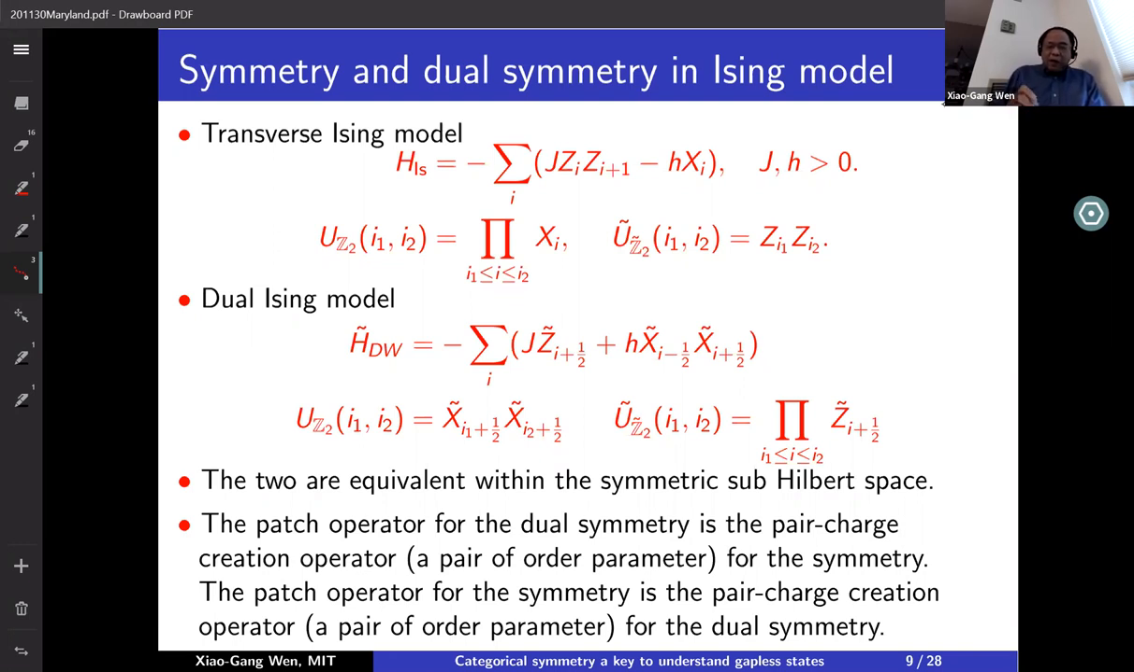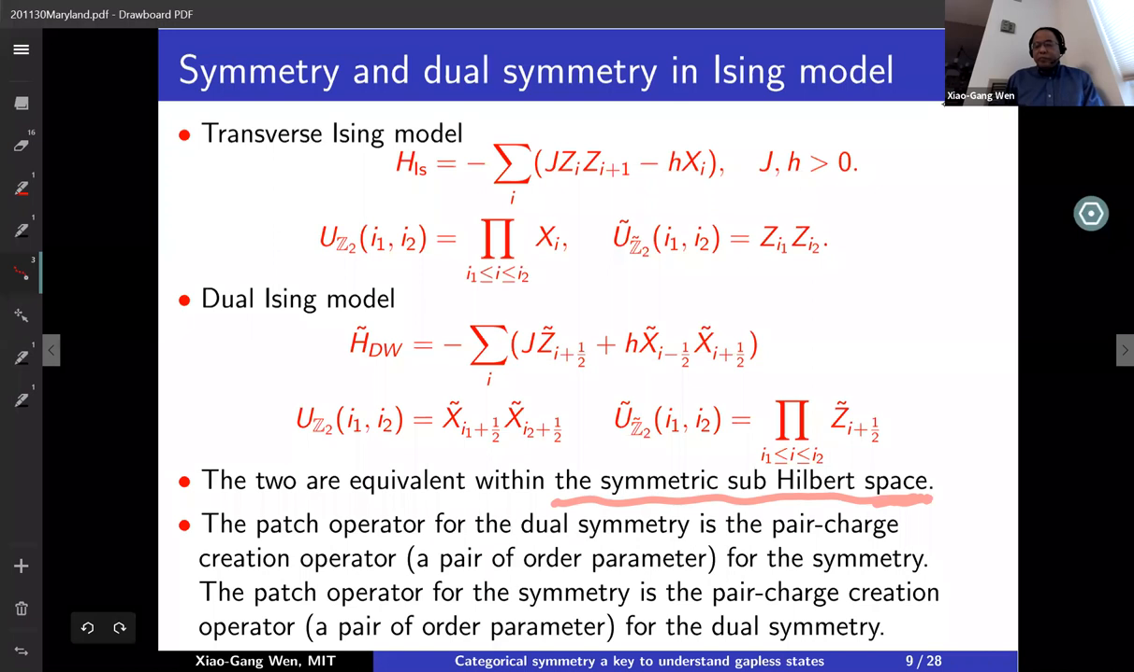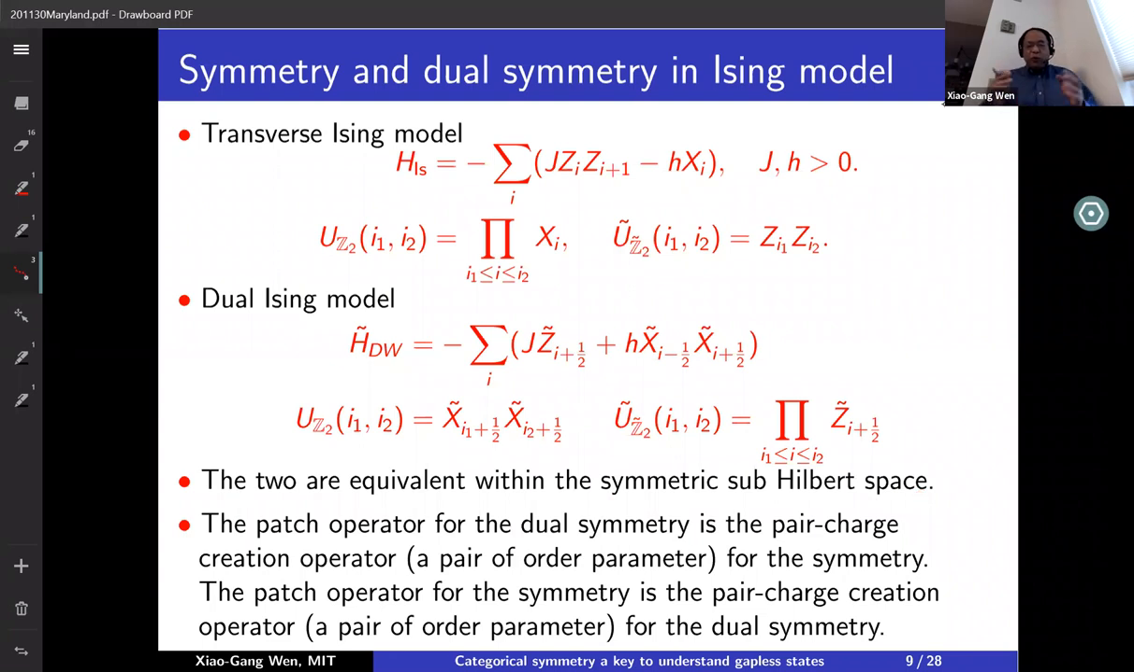And here I want to make a comment that these two versions of the Ising model are equivalent only within this symmetric subHilbert space, because the duality transformation requires this symmetric subHilbert space. So basically the two models actually are not equivalent. They have different spectra. However, if you limit yourself within the symmetric subHilbert space, then the spectra of the two models in the subspace match exactly. So there is an exact duality.